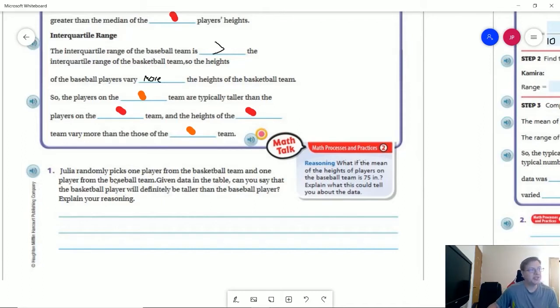All right, so assuming that you did that, one of the things that is dangerous with statistics is assuming that just because something can be true means that it always will be true. So even though our basketball team players on average are taller than the baseball team players, it is possible that a baseball team player could be taller than a basketball player or the same height as a basketball player. So the answer for this would be no for those reasons.